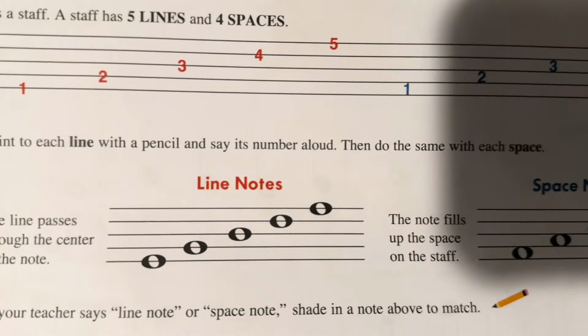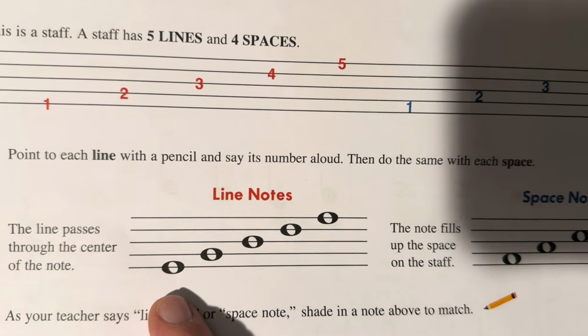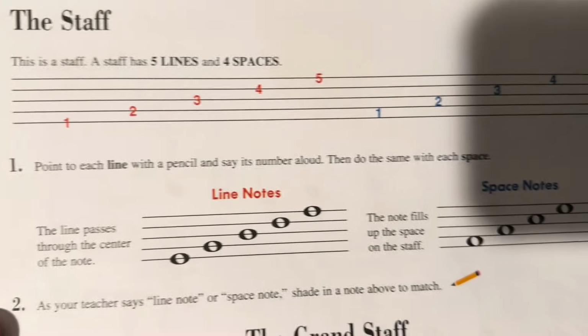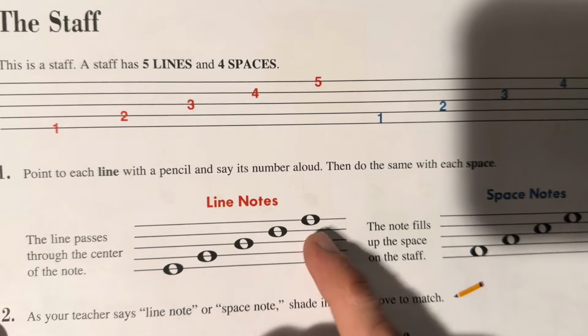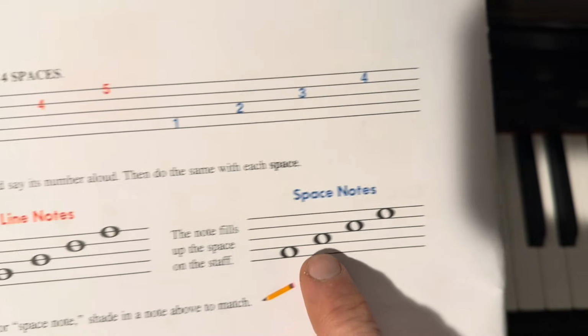Now, when you look at this on a staff, this is what notes look like when you draw them on lines. You'll see that there are 5 notes here, 1 on each line. It's almost like the line's going right through the note. See, the line passes through the center of the note. So we've got line 1, 2, 3, 4, 5. And then space notes fill up the space of the staff. So we've got a space, space, space, and space.